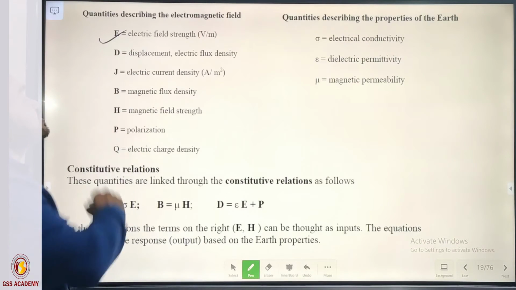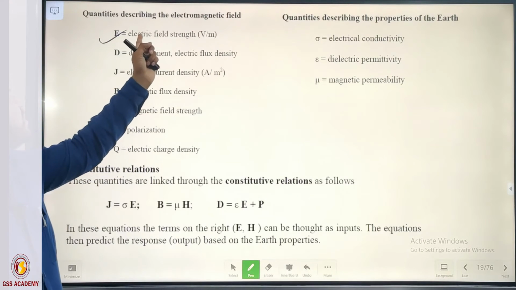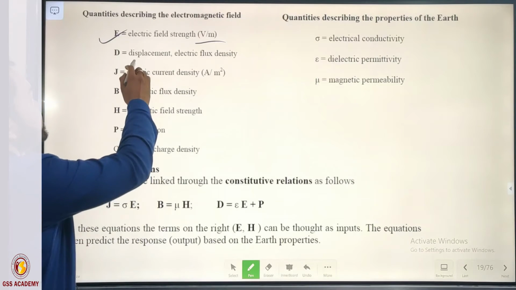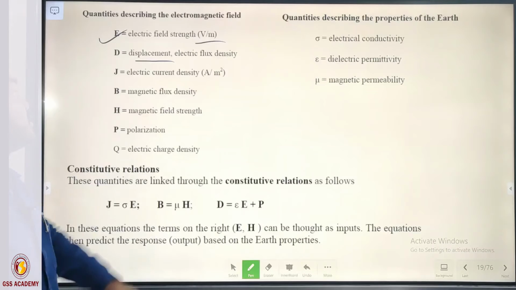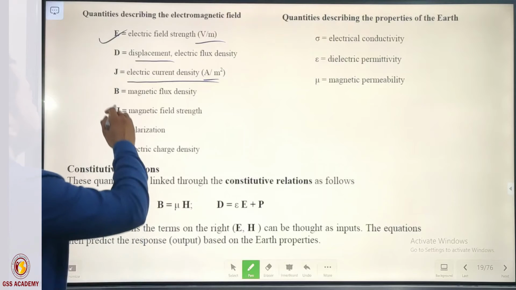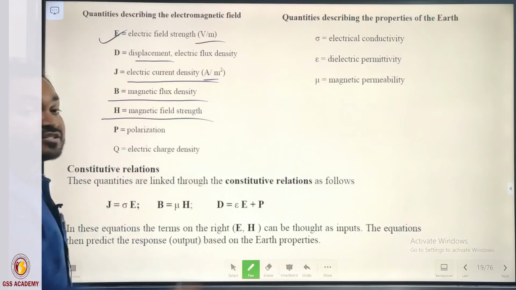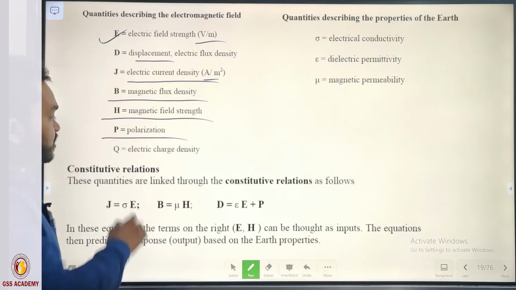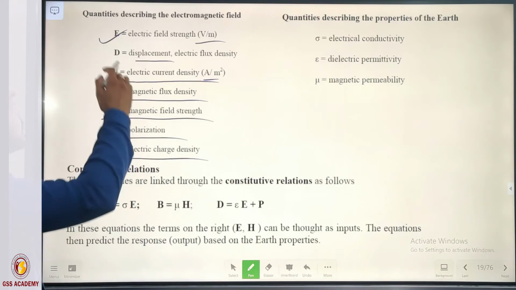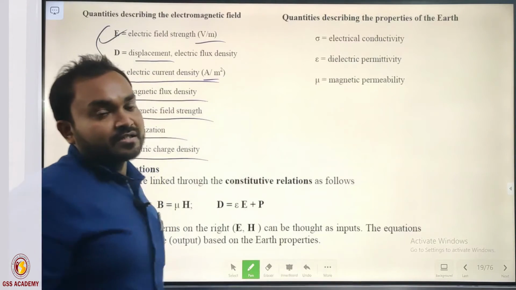So these are the quantities that describe the electromagnetic field. Okay. E is the electric field strength, the unit is volt per meter. Then D is the displacement, that is electric flux density. J is the electric current density, the unit is ampere per meter squared. Then B is the magnetic flux density, sometimes called the magnetic field. H is the magnetic field strength, P is the polarization, and Q is the electric charge density.